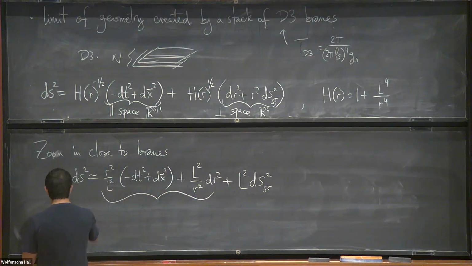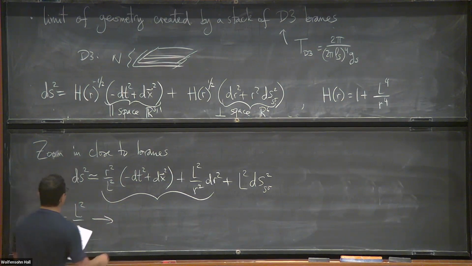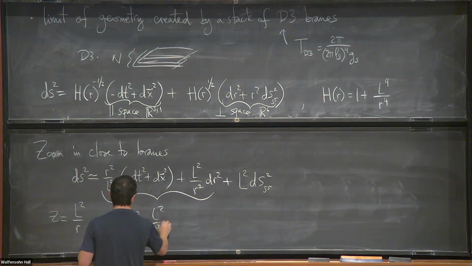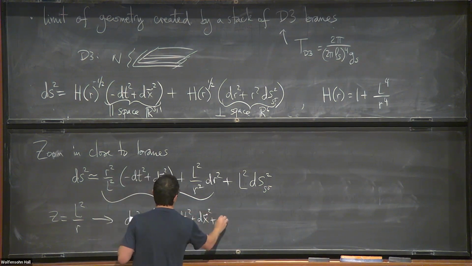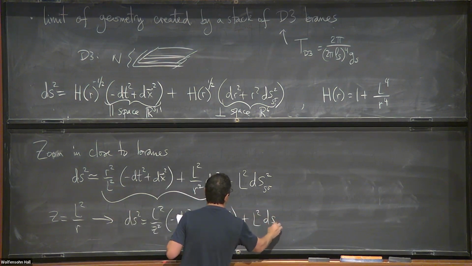If we further make a change of coordinates, z is L squared over R, then this space here is just L squared over z squared times (minus dt squared plus dx squared plus dz squared) plus L squared times the metric on S5.